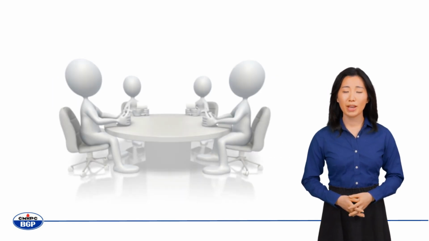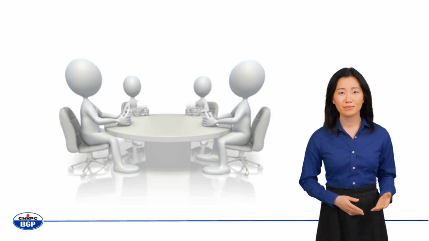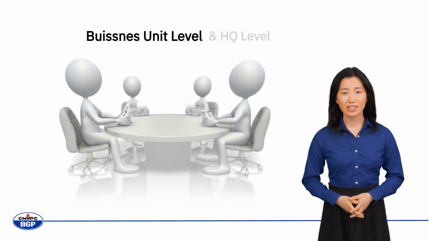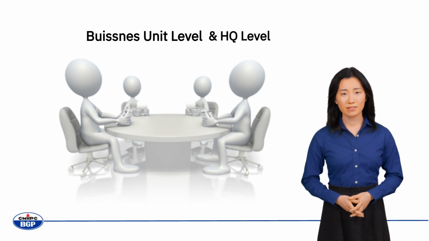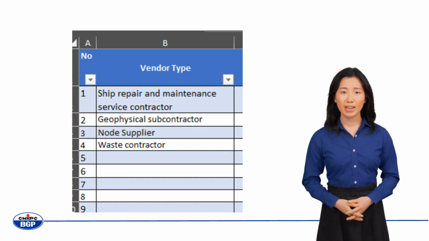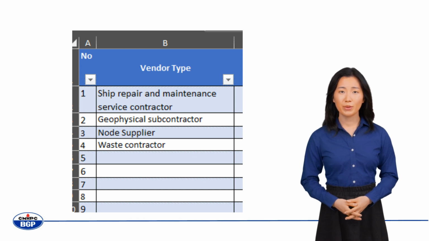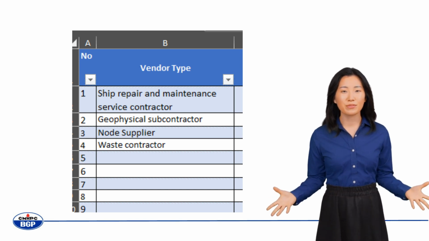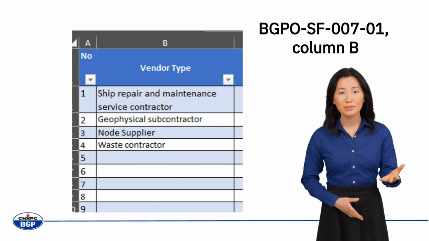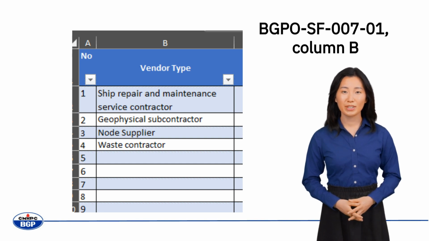Business units are required to form a vendor management team, made up of representatives of each department at business unit level and at HQ level. The first task for these vendor management teams, or VMTs, is to identify all the types of vendors that will be used by their own business unit and record these in the form BGPO SF-007-01, column B. Each business unit will have a different list of vendors.